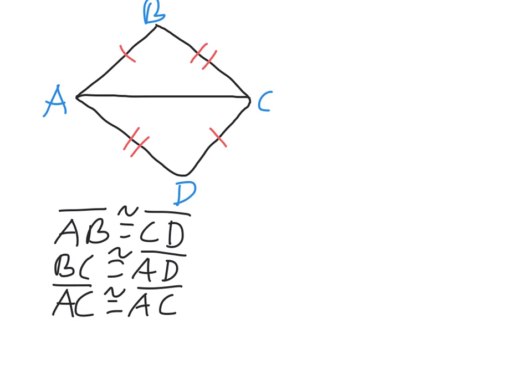So we look at the angle which is opposite side AB. That's this one right here. It's BCA. So angle BCA is congruent to the angle that's opposite CD. That's going to be this one, which is CAD.